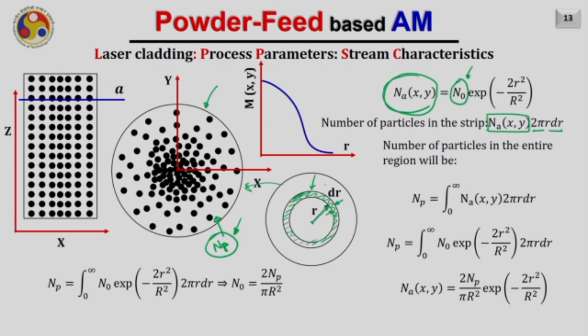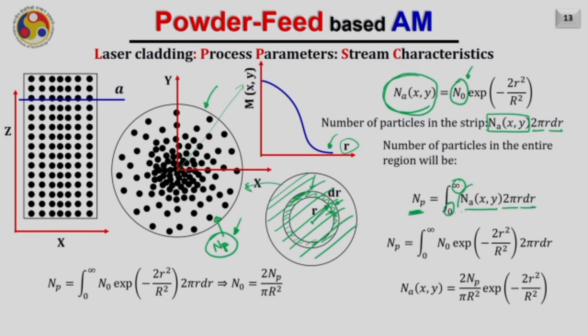Now, if I want to calculate the number of particles in the whole zone, I mean in the entire zone, then I can integrate it from 0 to infinity. Why infinity? Because we have assumed that the distribution is Gaussian. So, at infinity also there may be some particles due to the nature of this asymptotic curve with the axis r. So, now the total number of particles Np in a particular slice will be equal to the integration from 0 to infinity of N(x,y) into 2 pi r dr.